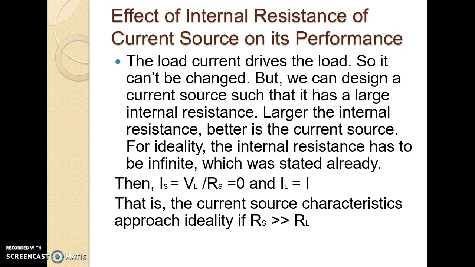Now, if we want to select a voltage source for a particular load, we have to make sure that the internal resistance Rs of the source is much smaller than the load resistance RL. Similarly, to select a current source for a particular load, we have to make sure that the internal resistance Rs is much larger than the load resistance RL. That is, the source characteristics approach ideality if Rs is much greater than RL for a current source and if Rs is much lesser than RL for a voltage source.